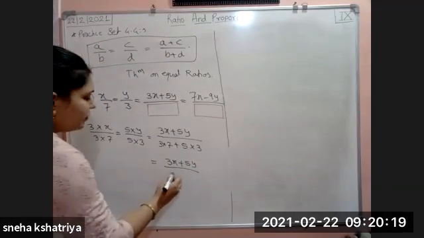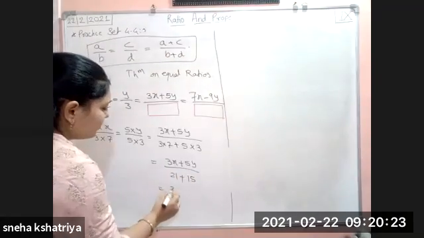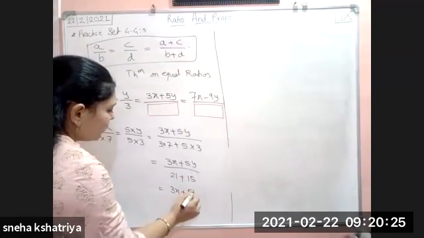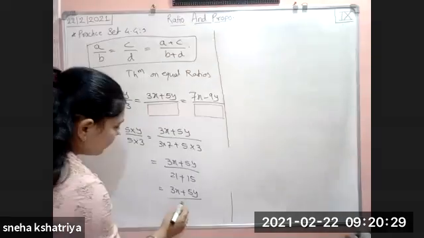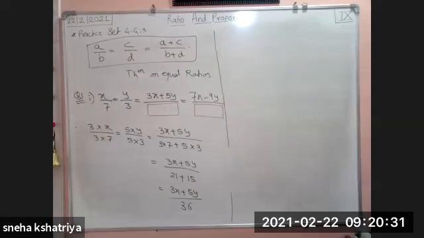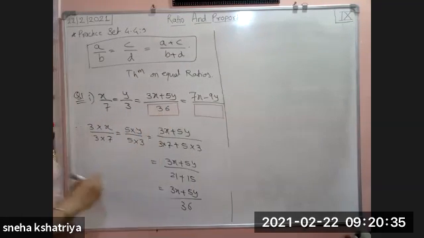7 3s are 21. 5 3s are 15. And adding, 21 plus 15, we get 36. So here what is your value? 36.